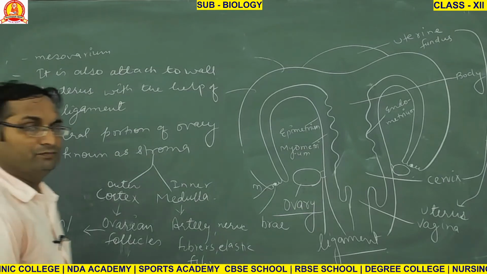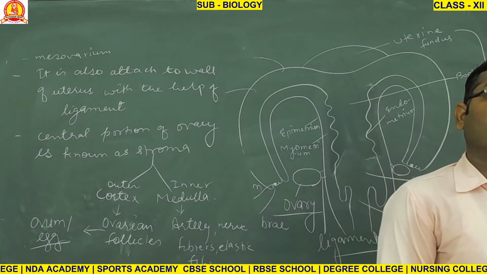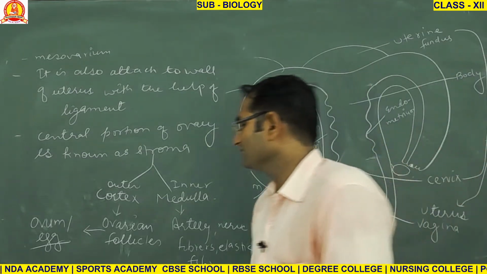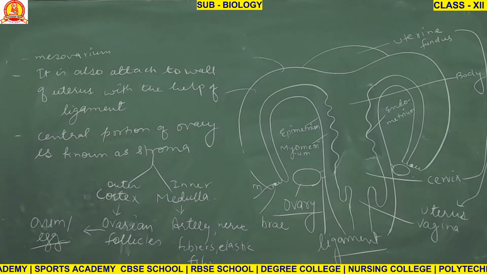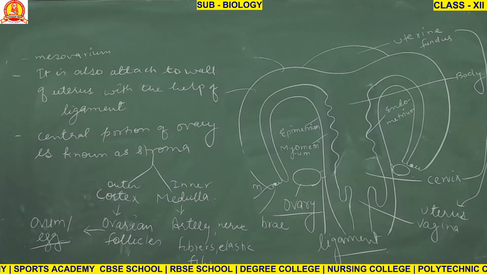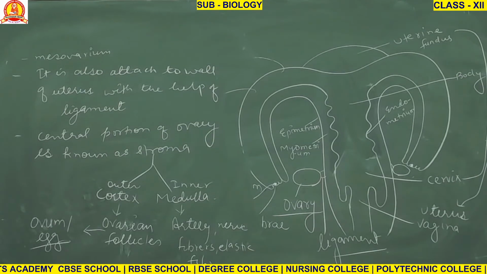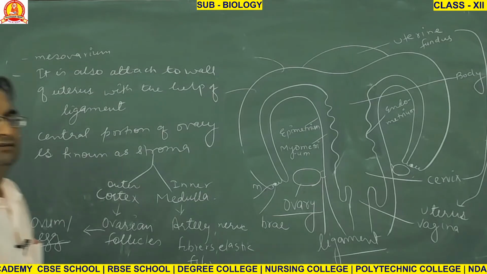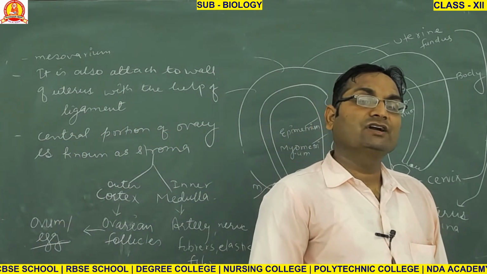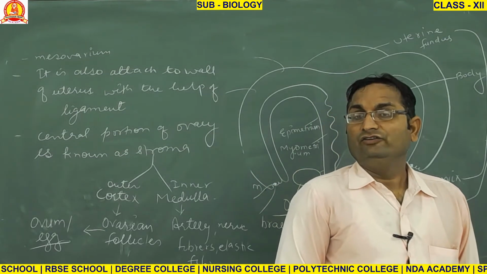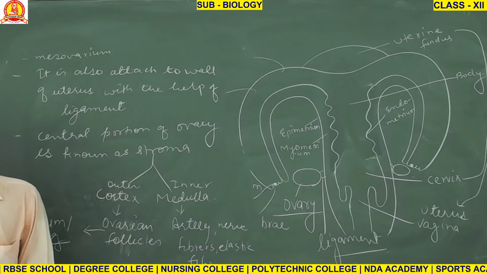These ovarian follicles produce ovum and egg. Then after this, these ovaries are covered by two or sometimes three membranes. These are the germinal epithelium and tunica albuginea. Tunica albuginea is innermost and germinal epithelium is the outer layer.